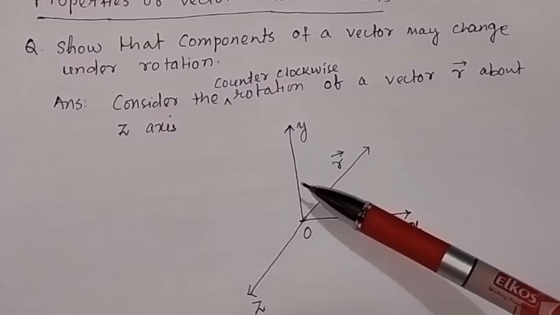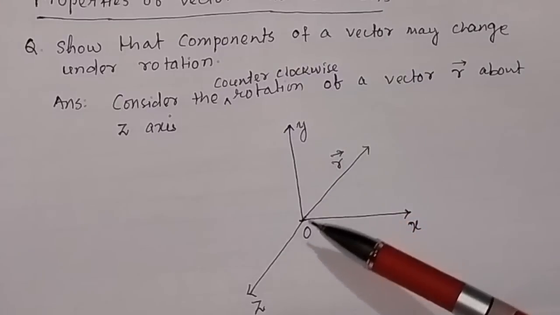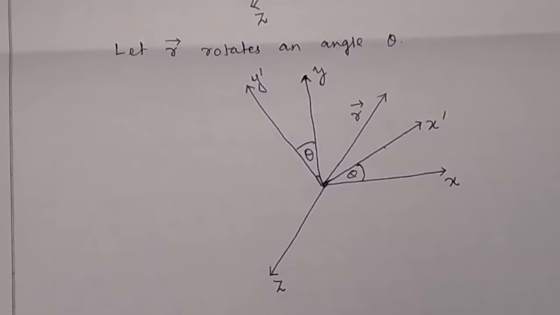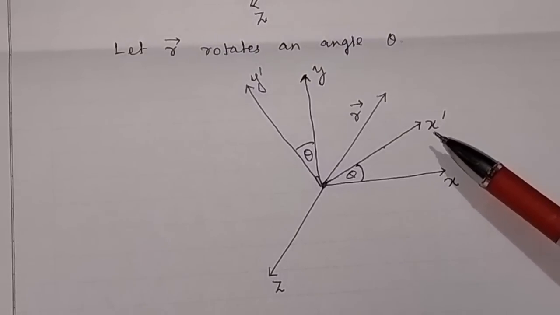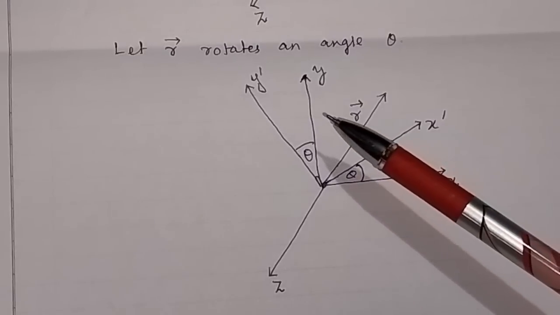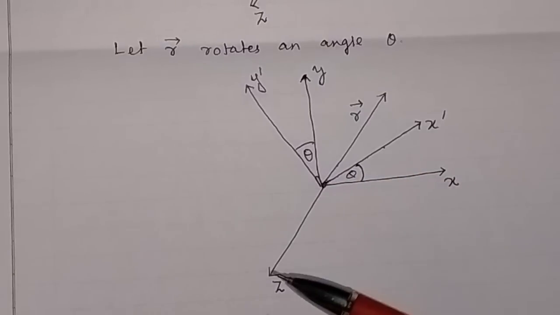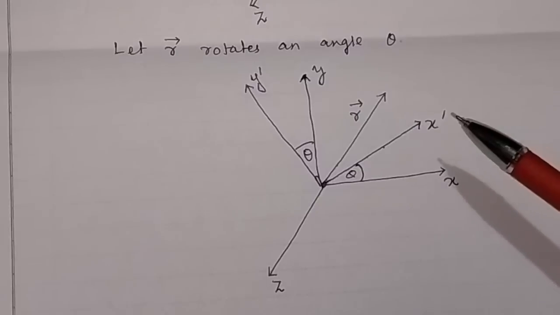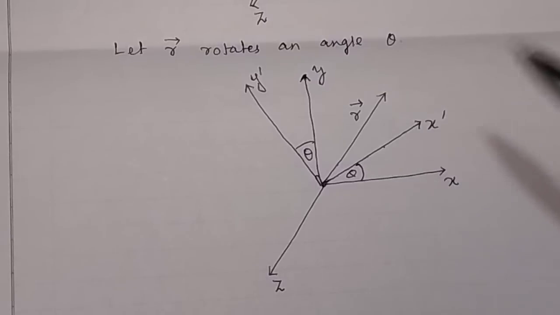So the x axis and y axis will change after counterclockwise rotation, but the z axis remains the same because the vector r is rotating about the z axis. Suppose after rotation the x axis becomes x prime, and the y axis becomes y prime, but the z axis remains the same, that is z will be equal to z prime, and the vector r has been rotated through an angle theta.